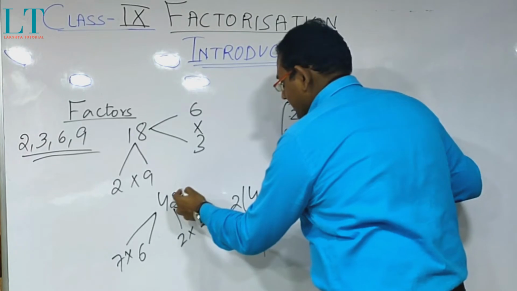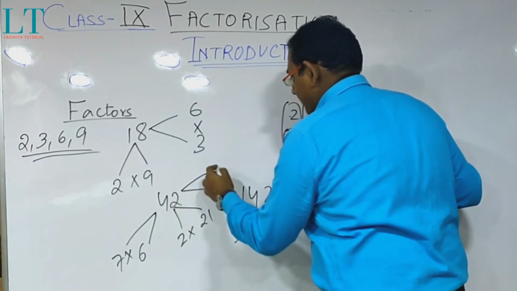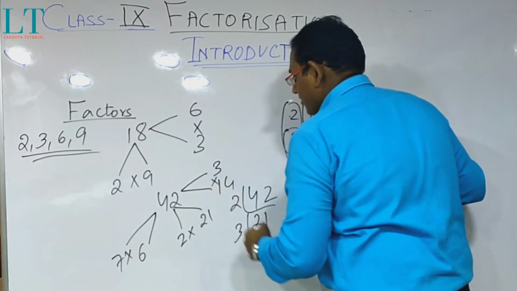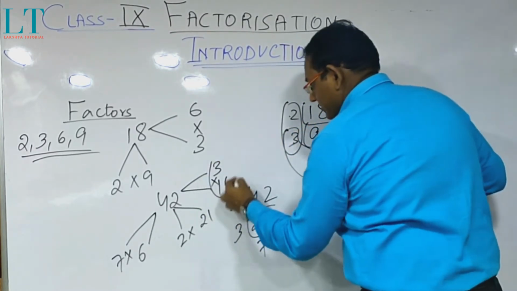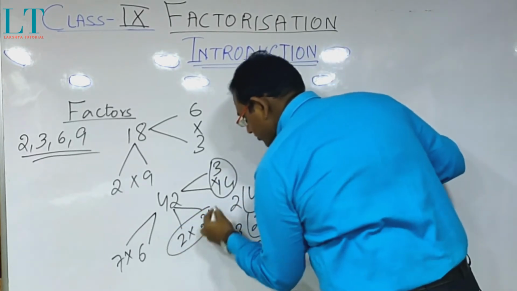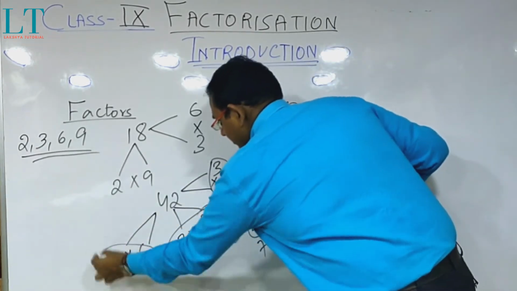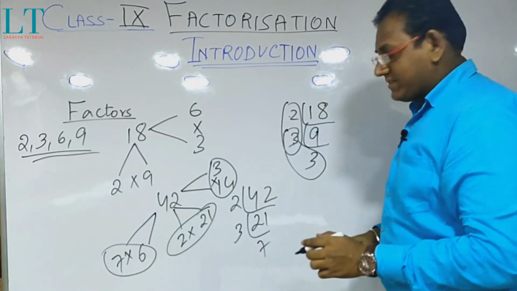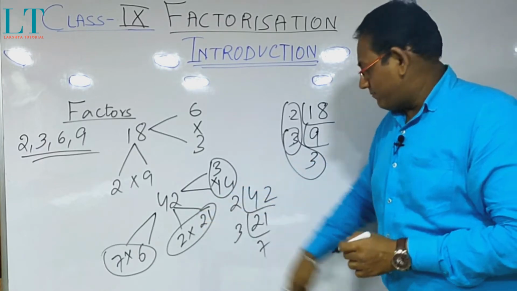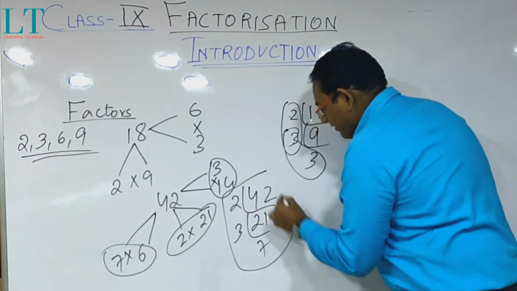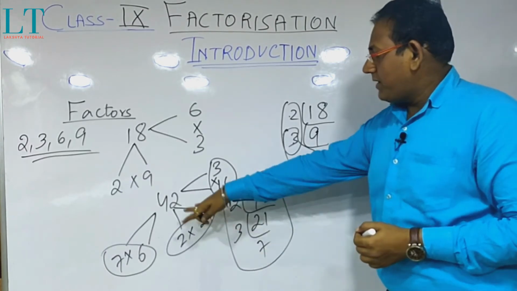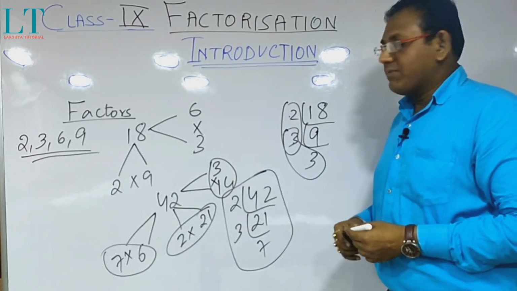Or we can say that 42 we can get by multiplying 3 and 14, 3 cross 14. That is another way. Similarly 2 cross 21 and similarly 7 cross 6. So what is the basic concept? The basic concept is that if I want to find the factors of any number, you first have to find the LCM of that number. With the LCM there are multiple ways in which you can frame the factors.